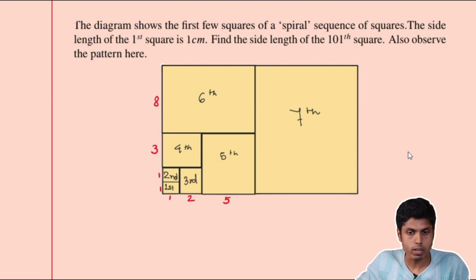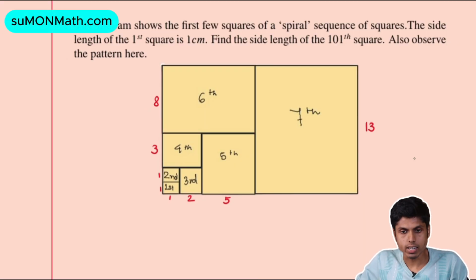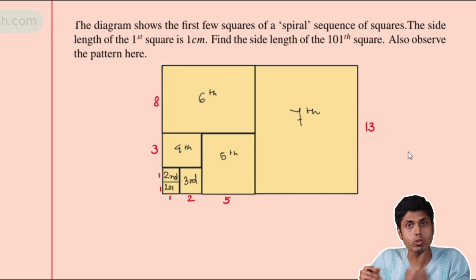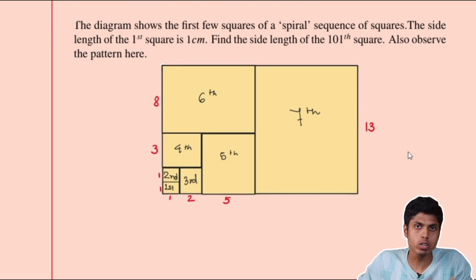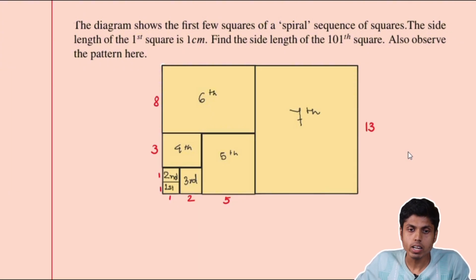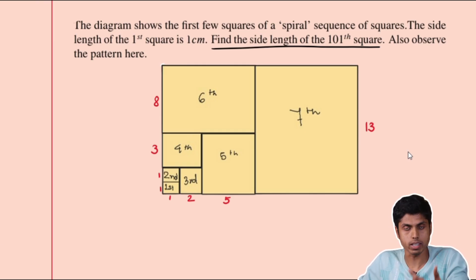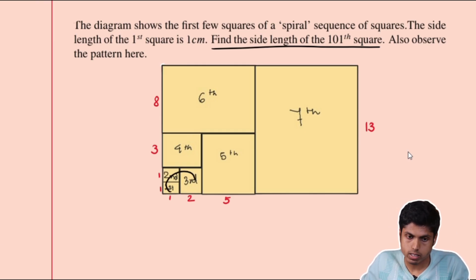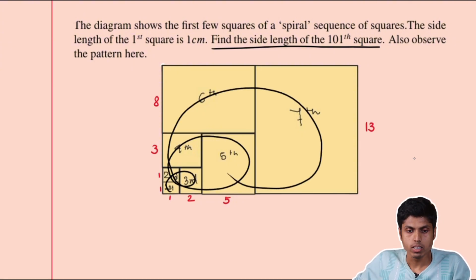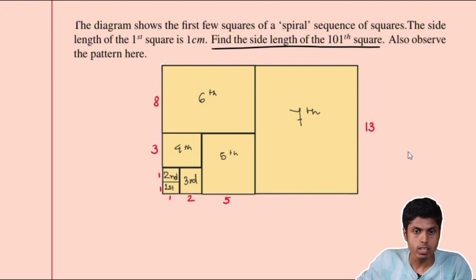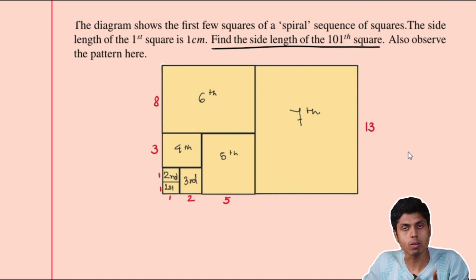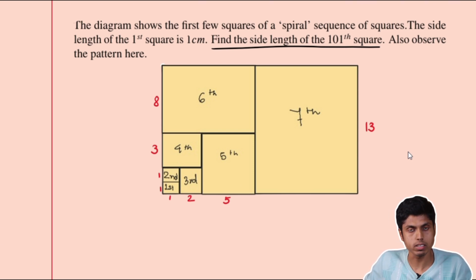Now 7 will be 8 plus 5, 13. We can clearly see that if it goes like this, the new side length will just be the sum of the two older side lengths. Now they are asking us to find the side length of the 101st square constructed this way, like a spiral. You see that there is a spiral thing going on. Each new length will be the sum of the two preceding square lengths.